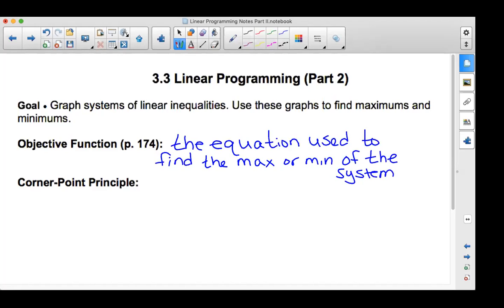So sometimes you might see it as an objective quantity, sometimes it might be called an objective function, but it's an equation, and that is kind of important to think about. We will not be graphing this equation, we're going to be using that equation to answer our question. So whatever question is in the problem, that equation is going to help answer the question. We will not be graphing it. It's an equation, it's not an inequality.